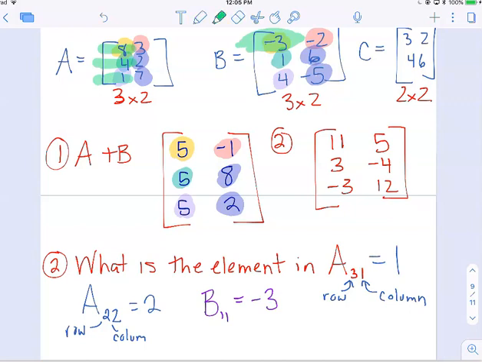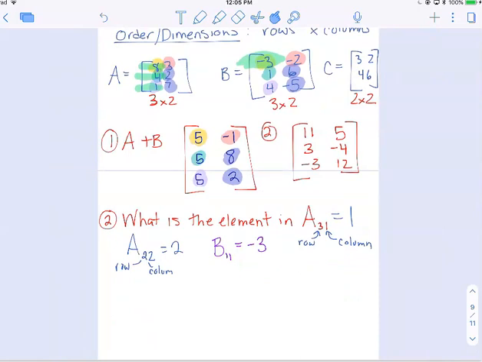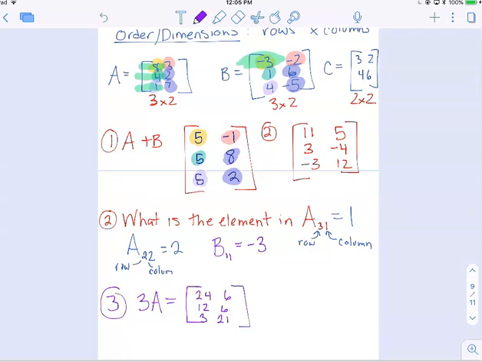I'm going to make this a little smaller because we're still going to use some of this stuff. We can also multiply by a scalar. So if I would have said, what is 3 times matrix A? We multiply every element by 3. So we would have 24, 9, going back to A, 4 times 3 is 12, 2 times 3 is 6, 1 times 3 is 3, 7 times 3 is 21. So that's what multiplying by a scalar is.